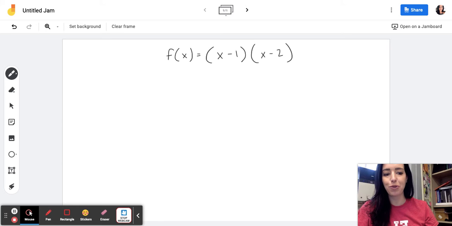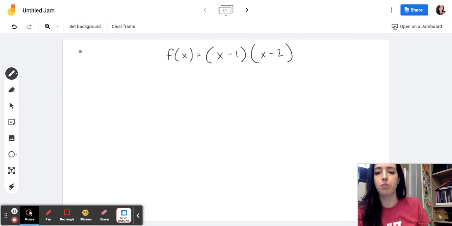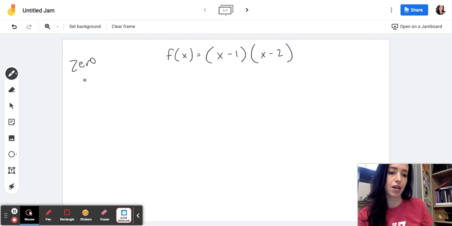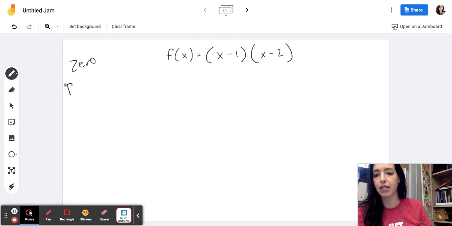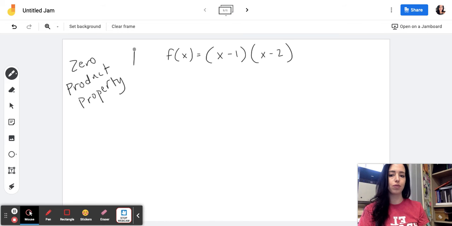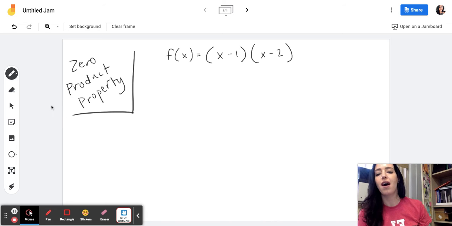Hey guys, I am going to show you quickly how we use the zero product property to find the x-intercepts or solutions to a quadratic function. So I'm going to write this here, zero product property. That is going to get us to the answer that we want, right? We want to find the x-intercepts, we want to find the solutions, and this is what we have to use in order to do that.